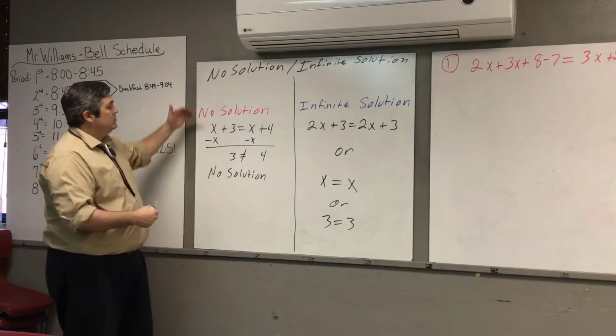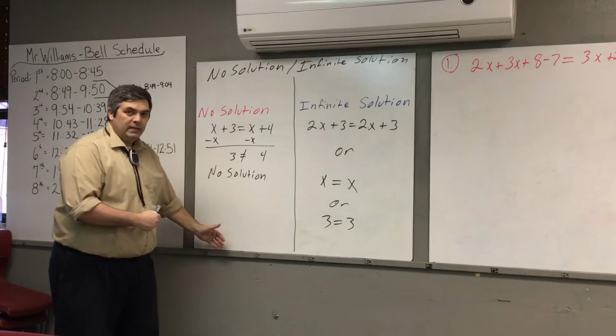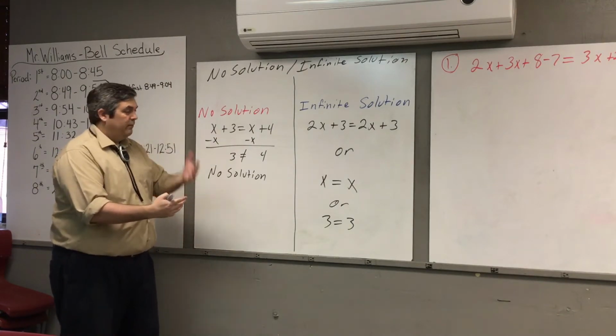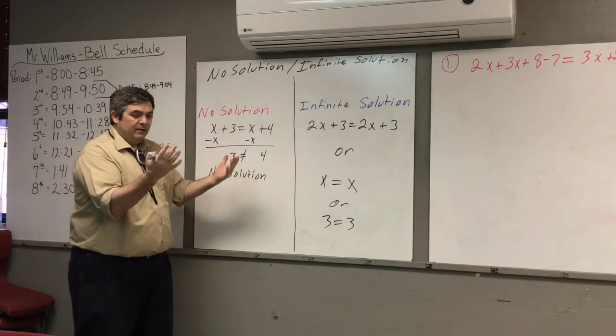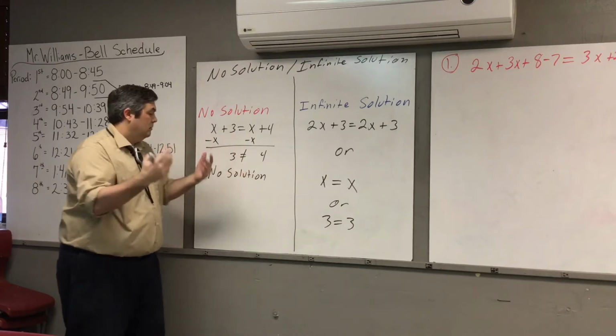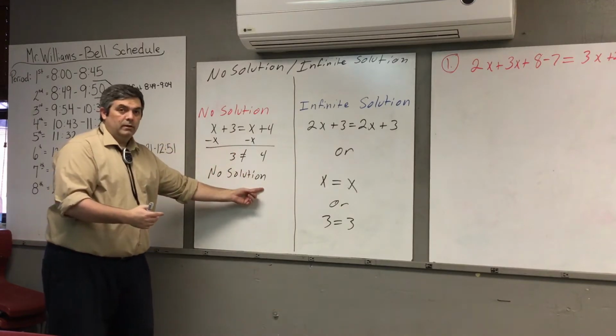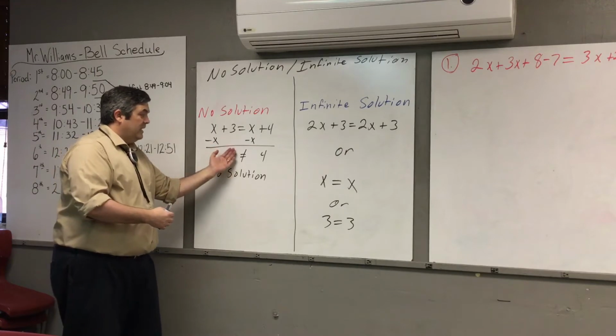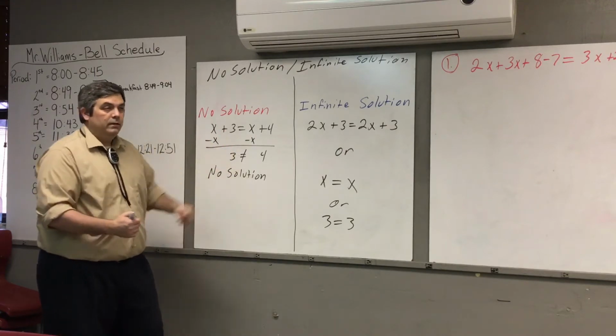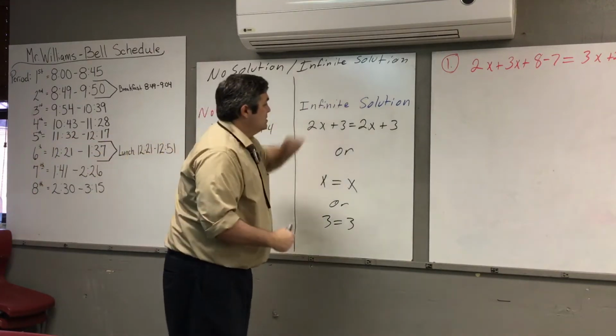With no solution, you still just follow through all your steps until you get to where you only have one thing on this side, one thing on this side, and if they don't equal, it's no solution. If this was a variable, if this was x, then I would have a solution, but here I don't.